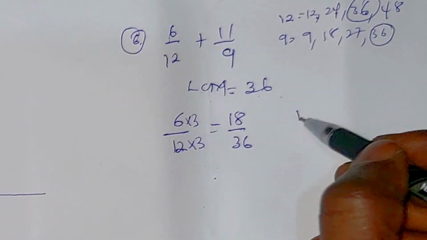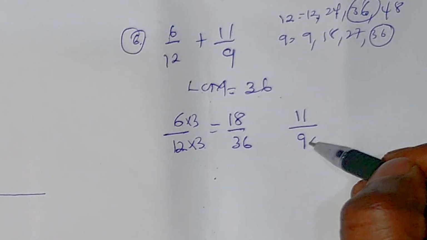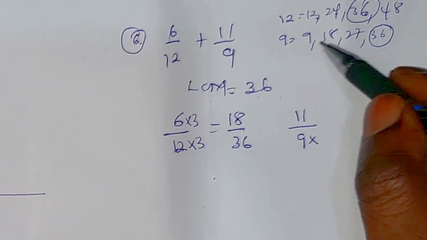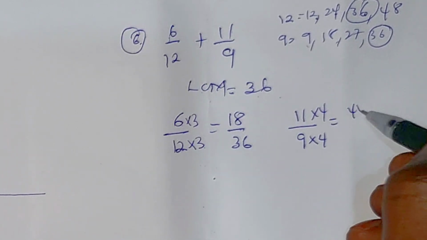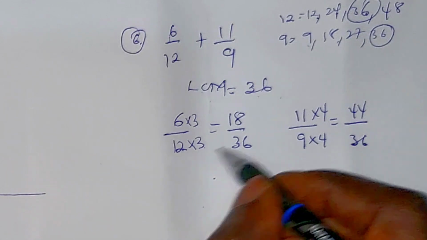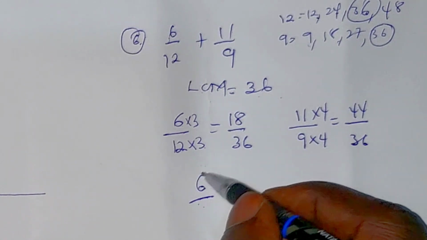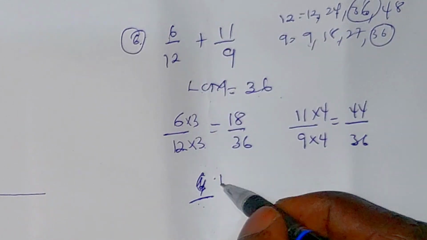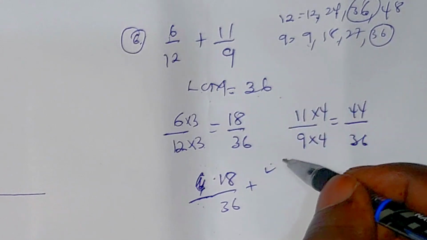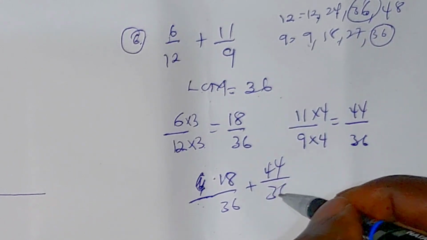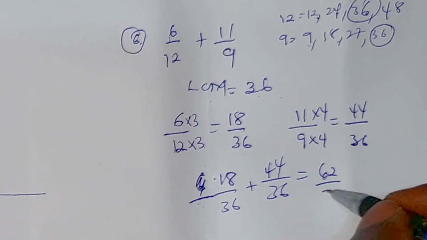Now we move on to the next fraction, which is 11 over 9. We multiply the 9 by a number that will give us 36 also. So we see that it's 4. So 11 times 4, we get 44 over what? Same 36. We take the new fractions and we add them. So the 6 over 12 becomes 18 over 36. The 11 over 9 becomes 44 over 36. So if we add it, we get 62 over 36.